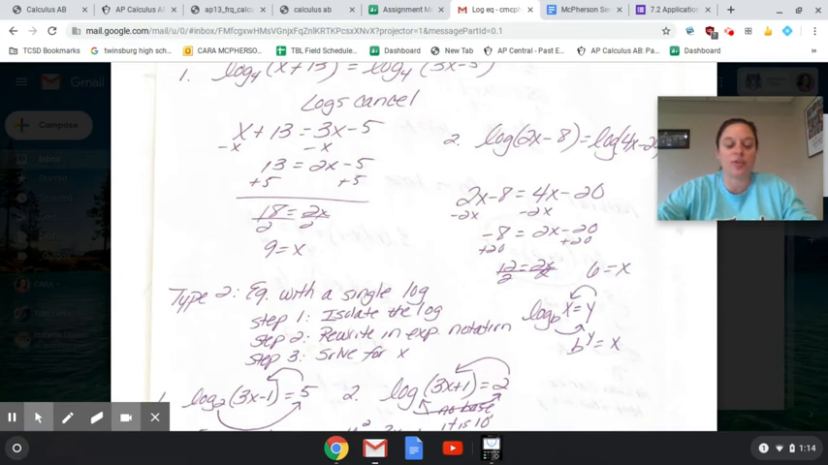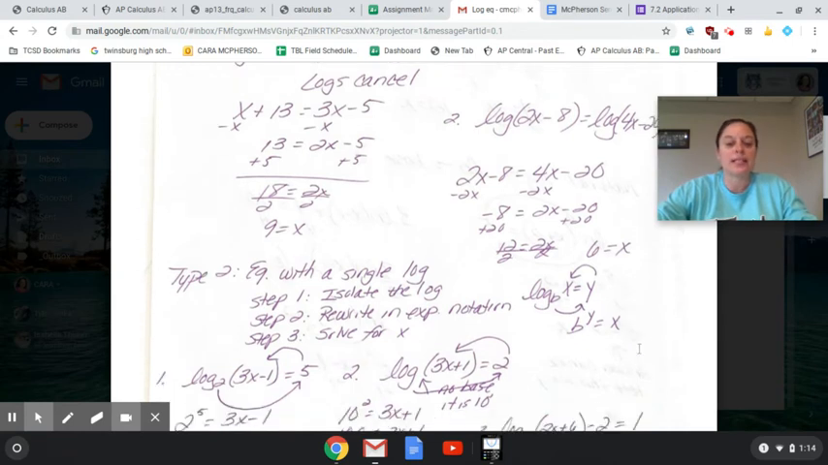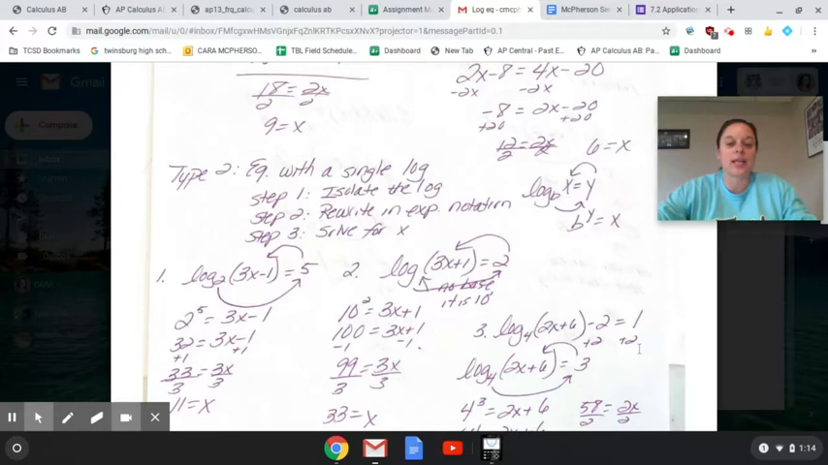And very quick, I'm going to have you do a couple on the Google form. The second type is when you have an equation that has one log in it. It can be any log. It can be base 3, base 10. It can be natural log. I'm going to show you a couple of those. They all have the same steps.